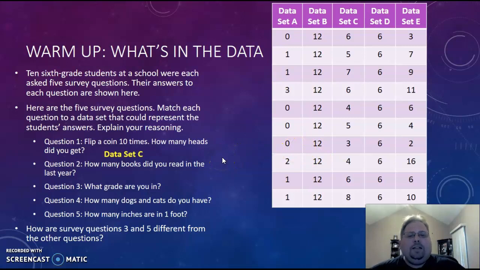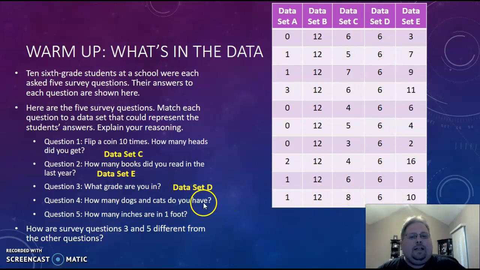When we look at how many books did you read in the last year? Now this one, I know some of you probably chose data set A because you didn't really read any books. However, for this particular group, it is data set E, because data set A will work for a different question later on. For question 3, what grade are you in? Data set D. It said 10 sixth grade students at a school were each asked these questions, so each of the students should have been in 6th grade. That's why D works for this one.